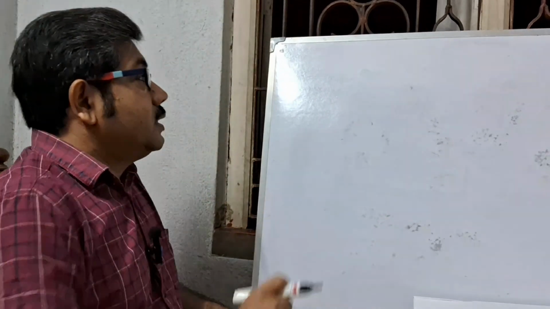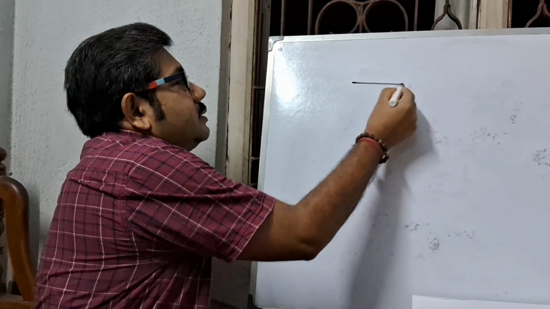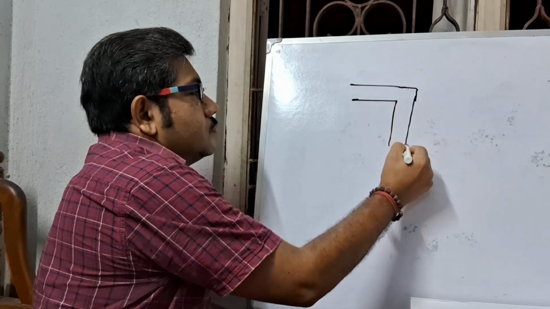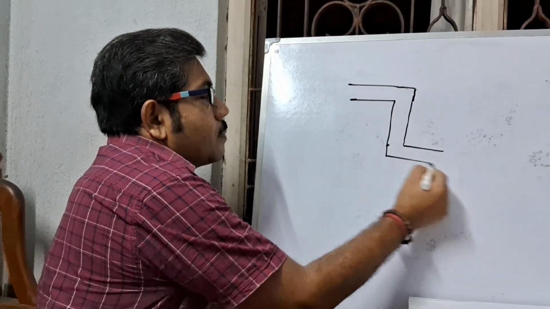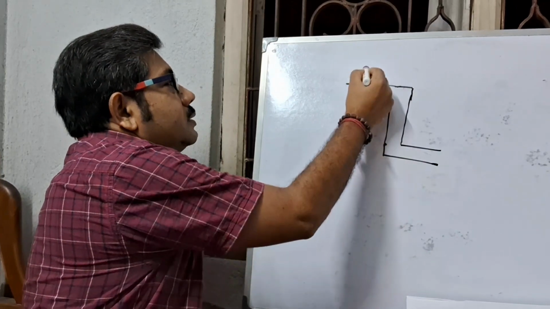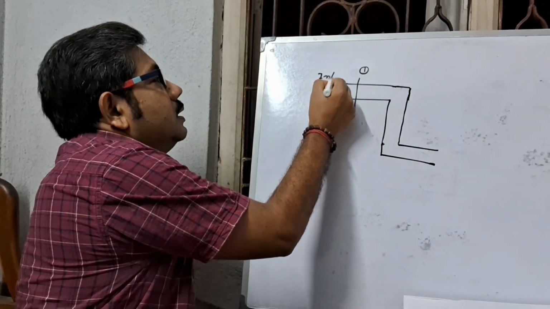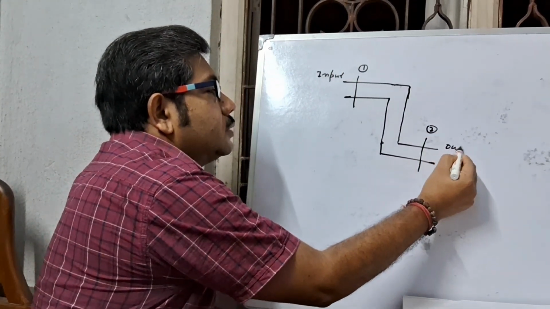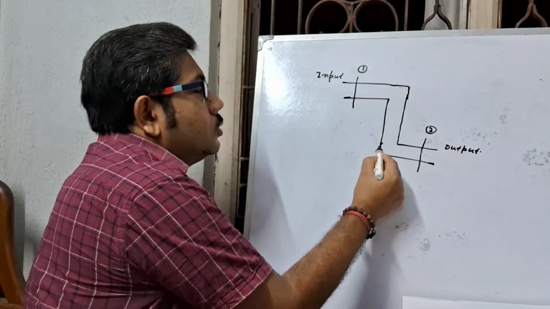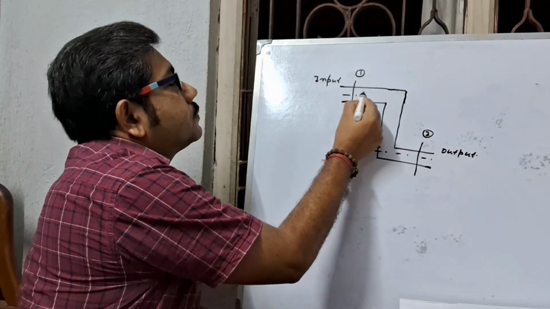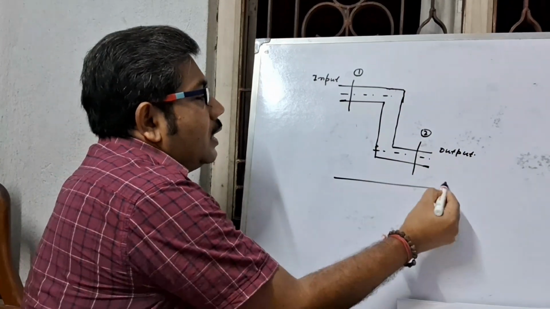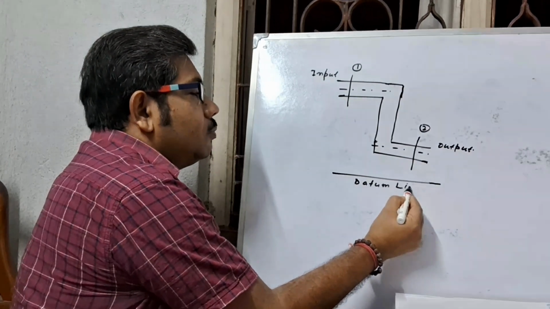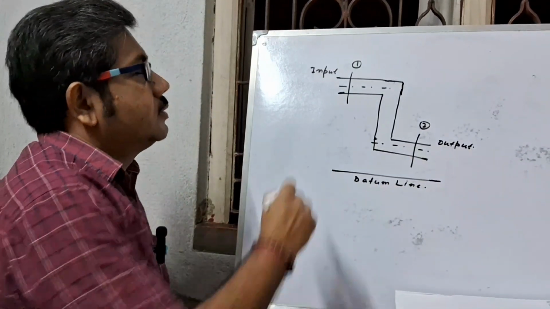Okay, look at the board please. Assume it is a device. This is a device. This is section 1. It is input. And section 2, this is output. This is center line, and this is datum line, from which height is measured.